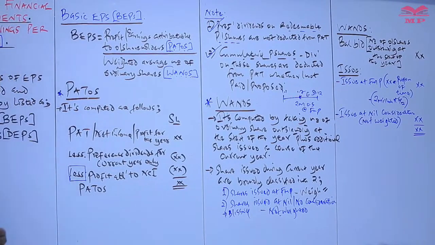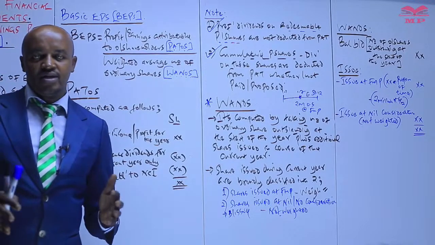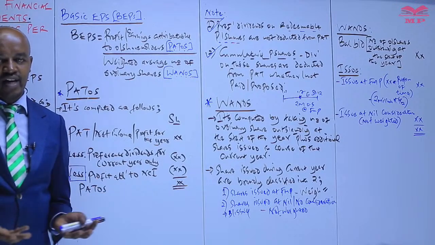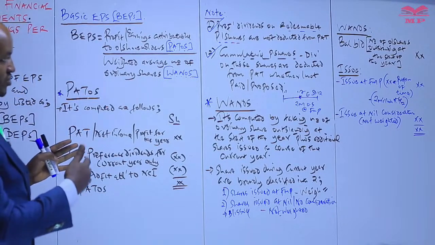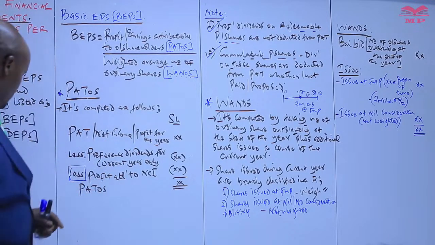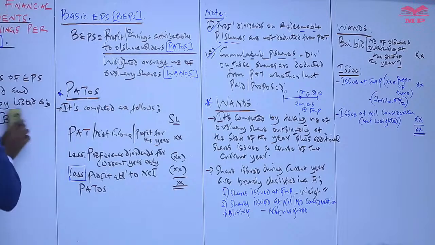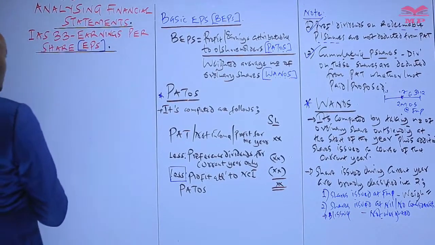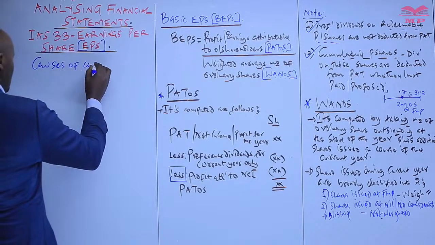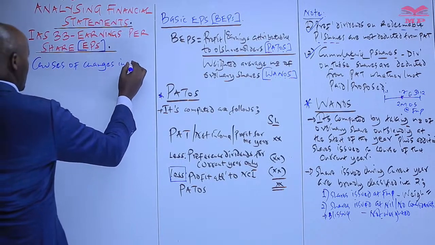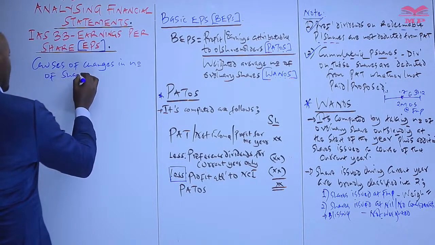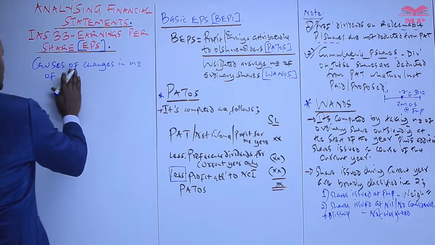Yes, so from there, let's proceed and look at how we treat different types of shares which are issued by the company during the current year, or basically we look at the reasons why the number of shares issued by the company at the start of the year changes. So therefore, let's look at that. Once we look at the causes of changes in number of shares, and that is specifically number of ordinary shares.